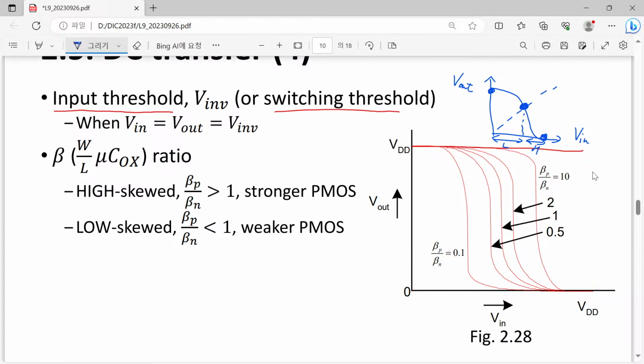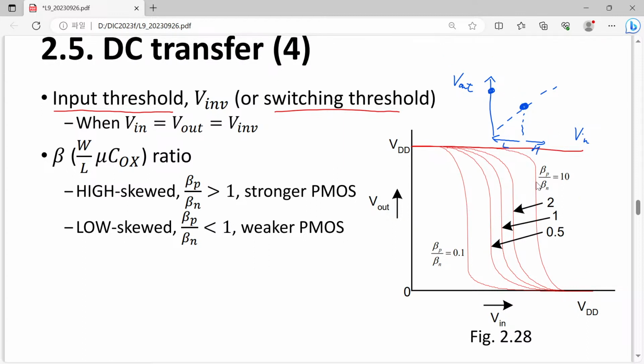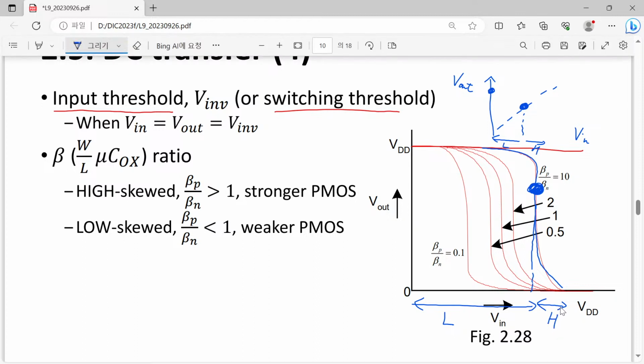So now let's think about this one. In this example, let's consider this extreme transfer curve. As we have seen, we have our input threshold voltage. Then what is the range of our logical low? Maybe this is regarded as logical low, and this is regarded as logical high. Do you think that this is ideal or not? This is seemingly quite a bad one.